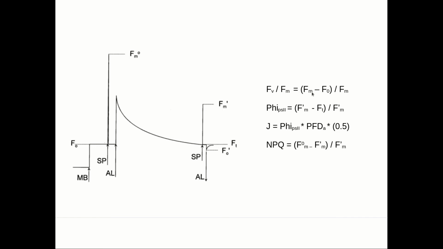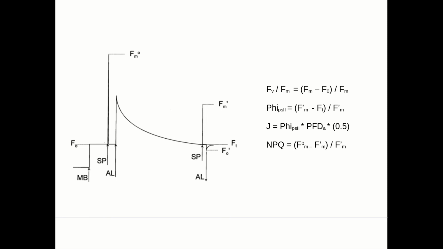So the difference between those is the variable fluorescence, and you just divide that by the maximal fluorescence, and that gives us a parameter called FV over FM. And this is used a lot to measure sort of the health of a plant, because it tells us how much of the light energy, what is the yield of photosystem 2. So what is the yield for photosynthesis?